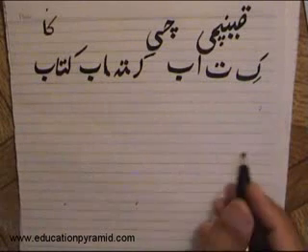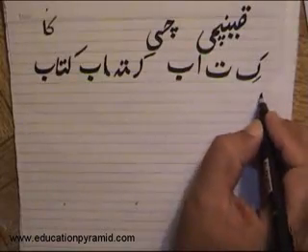Gaf, ghar, home. There's a difference between home and house. For house we use the word makan, but for home we use the word ghar. Since it is ghar, the correct translation is home. Gaf, ghar.